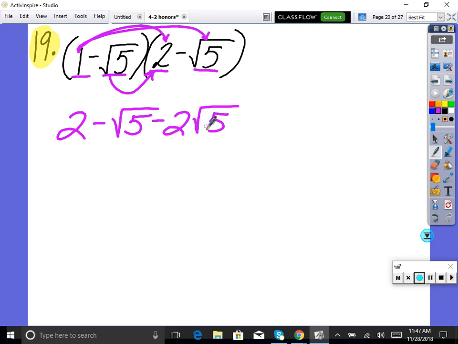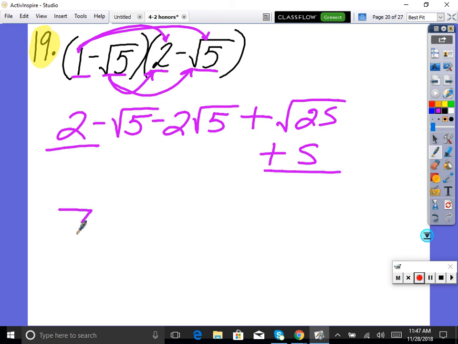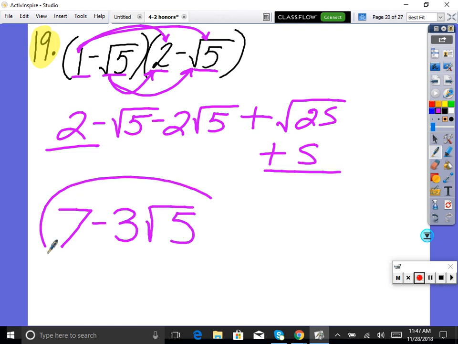Right here is usually where people mess up, so watch carefully. Negative root 5 times negative root 5 is positive root 25. Then from there, isn't root 25 equal to 5? So then add 5 plus 2 is 7. So we have 7 minus 3 root 5s. And that would be our answer.